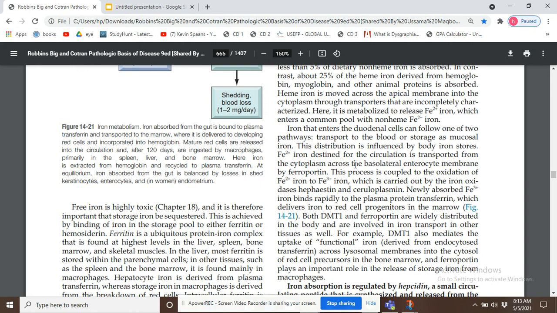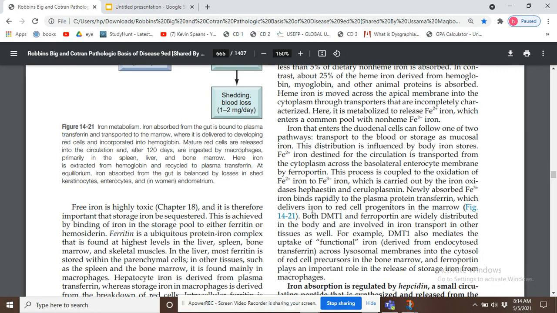Ferrous iron destined for the circulation is transported from the cytoplasm across the basolateral enterocyte membrane by ferroportin. This process is coupled to the oxidation of Fe2 iron again to the ferric form of iron, which is carried out by iron oxidases, hephaestin and ceruloplasmin. Newly absorbed ferric iron binds rapidly to the plasma protein transferrin.